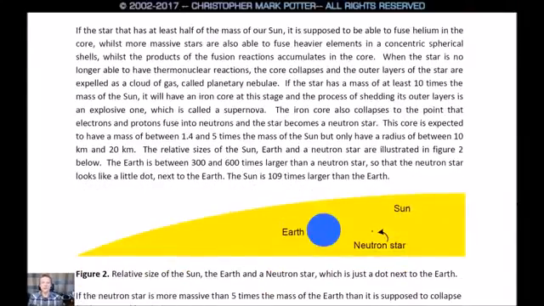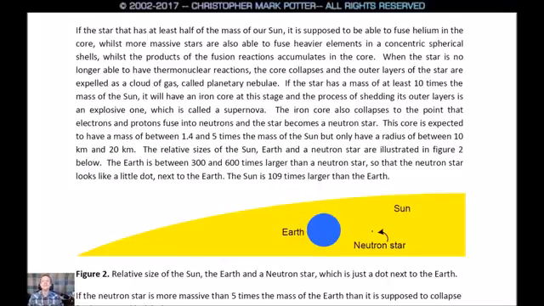A star that has at least half of the mass of our sun is supposed to be able to fuse helium in its core, while more massive stars are also able to fuse heavier elements in spherical shells, whilst the products of the fusion reactions accumulate in the core. When the star is no longer able to have thermonuclear reactions, the core collapses, and the outer layers of the star are expelled as a cloud of gas called planetary nebulae.